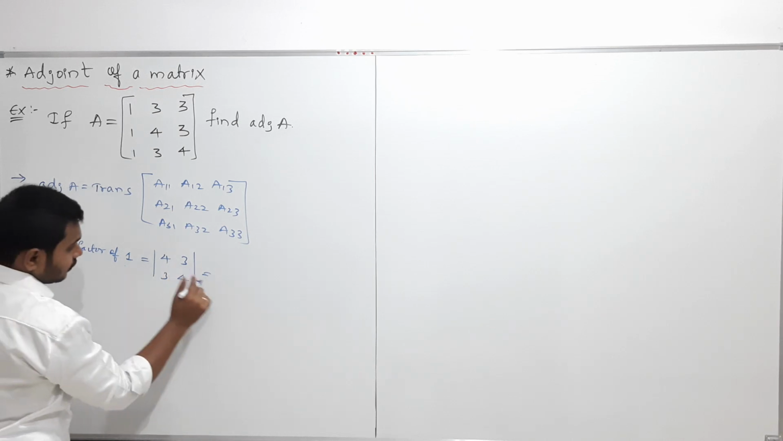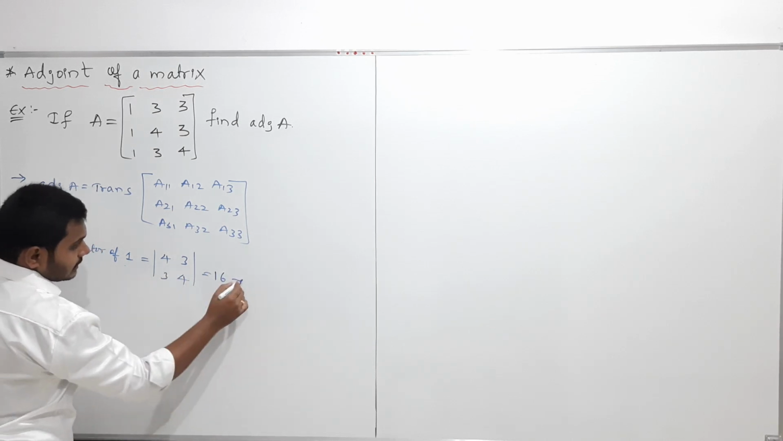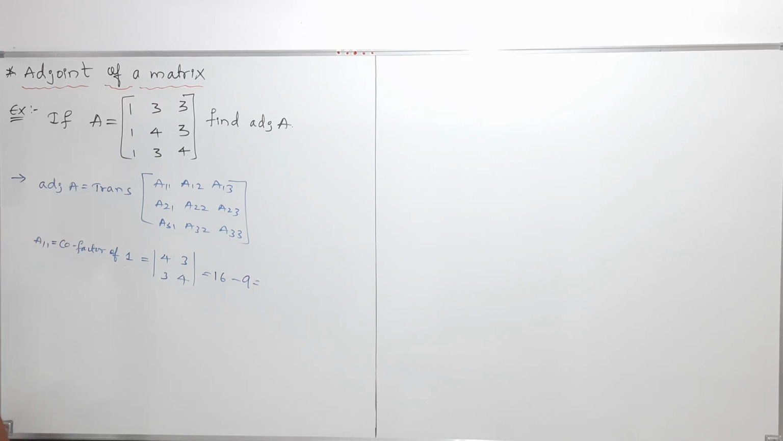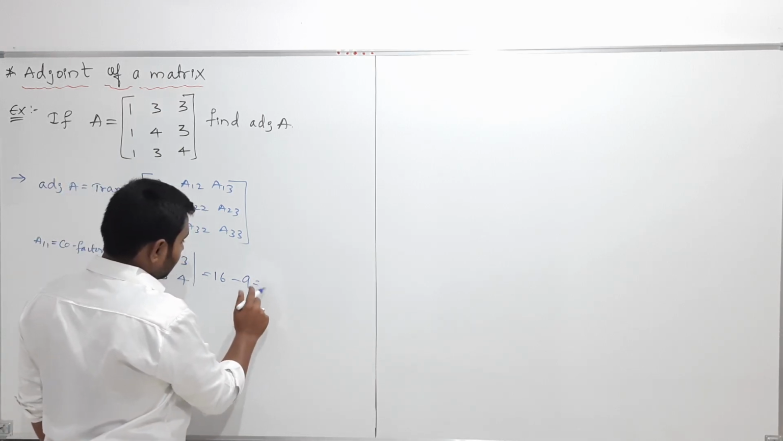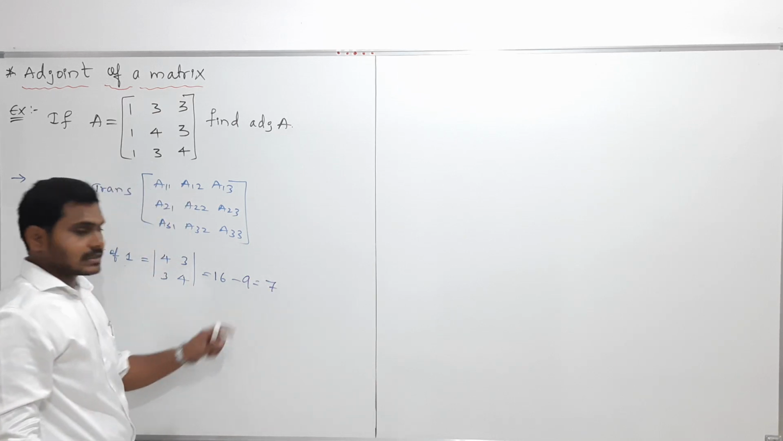So what is this? 4 4s are 16 minus 3 3s are 9. How much is it? Yes, here it is 16 minus 9. 16 minus 9 is 7, so plus 7.